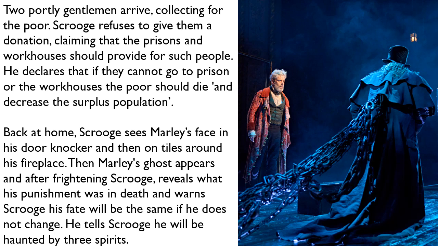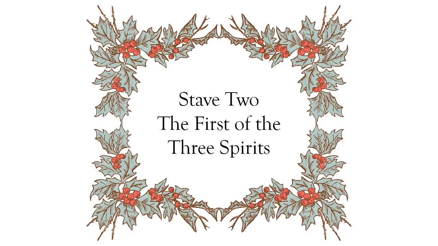And that links us back nicely to the start of the stave, where we learn that Marley and Scrooge are very similar to each other. He tells Scrooge he's going to be haunted by 3 spirits. Scrooge is reluctant to start with, but as the novella goes on, we're going to see that change. Stave 2, the first of the 3 spirits.